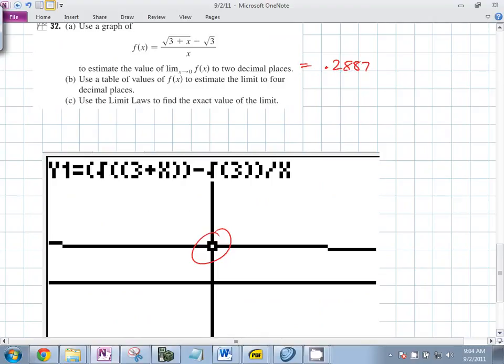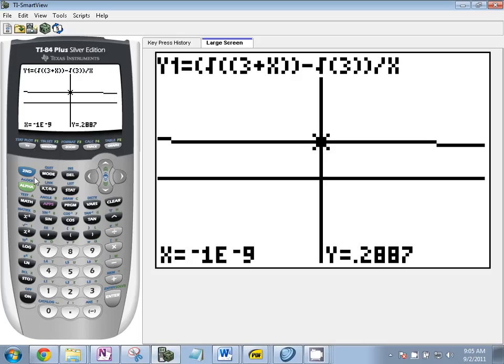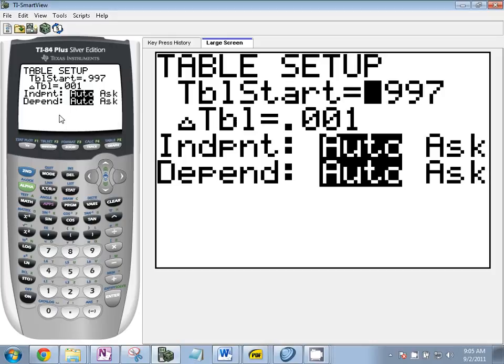Use the table of values to estimate the limit to 4 decimal places. If we're going to use the table, we have to do table set first. So where should we start? If we're looking around 0, where should we start? Negative 0.5. Okay, we can do negative 0.5. What do you want the step to be? Let's do 0.01 because we want to get close.